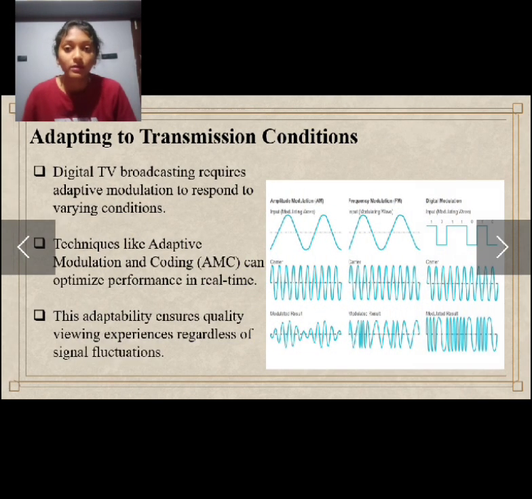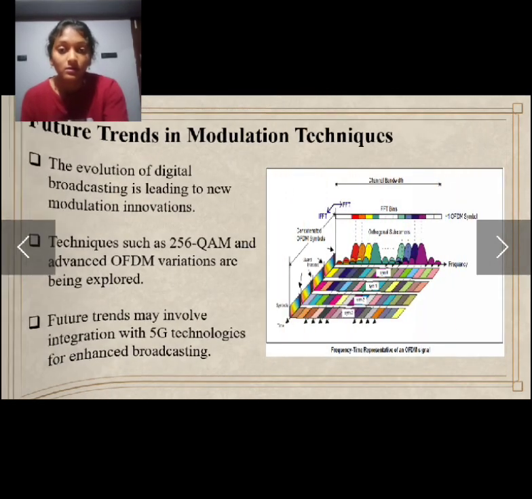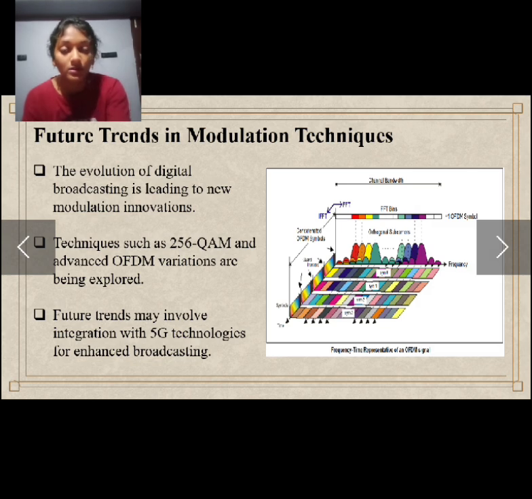The next will be adapting to transmission conditions. Digital TV broadcasting requires adaptive modulation to respond to various conditions. Techniques like adaptive modulation and coding, that is AMC, can optimize performance in real time. This adaptability ensures quality viewing experiences regardless of signal fluctuations.